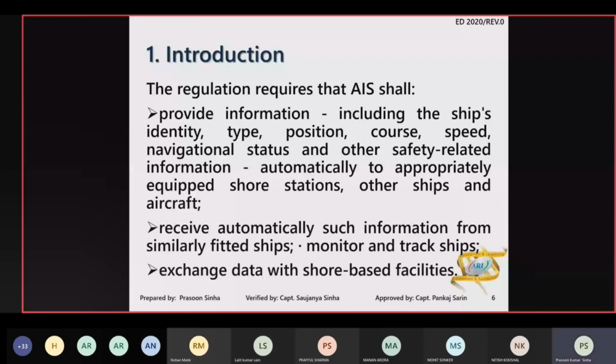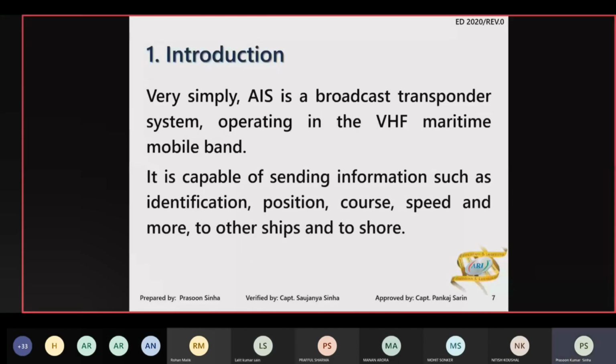So transmission of our data, reception of others' data, also communication with shore-based facilities. It is a transponder system. AIS is a transponder system. What is a transponder?